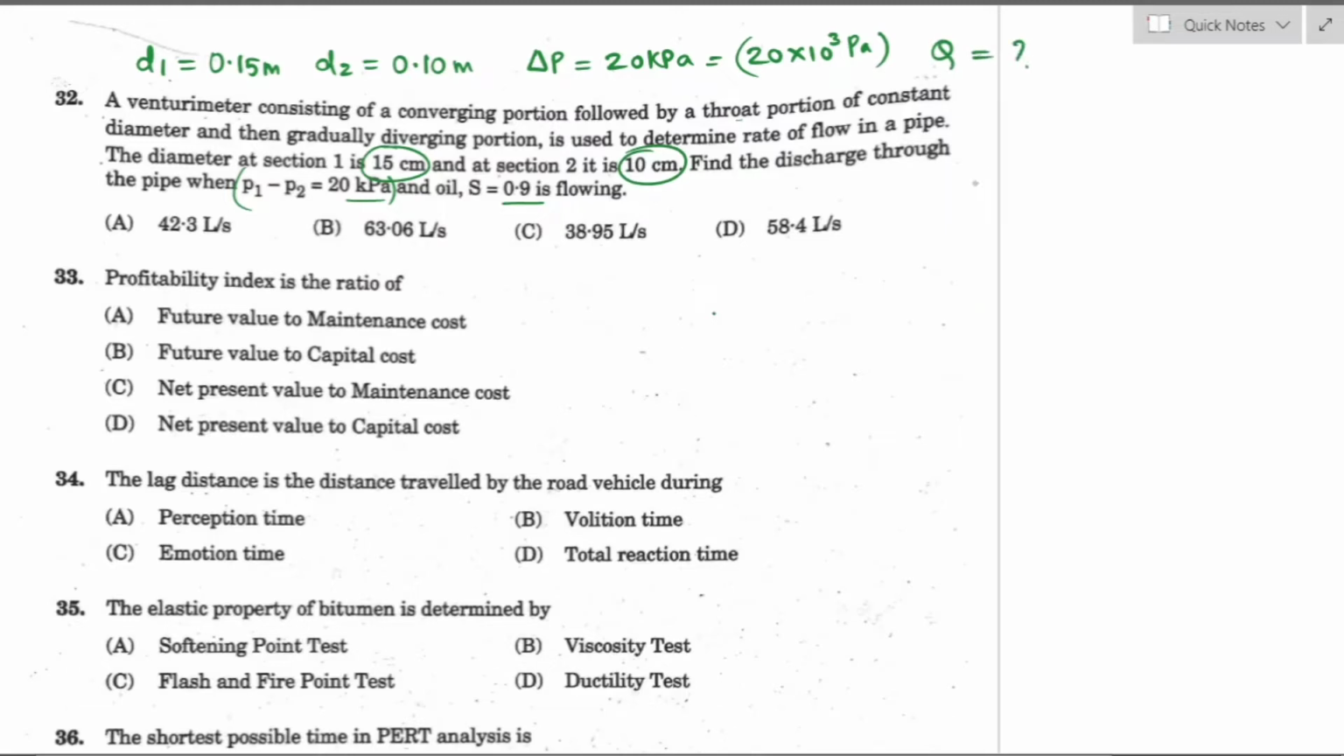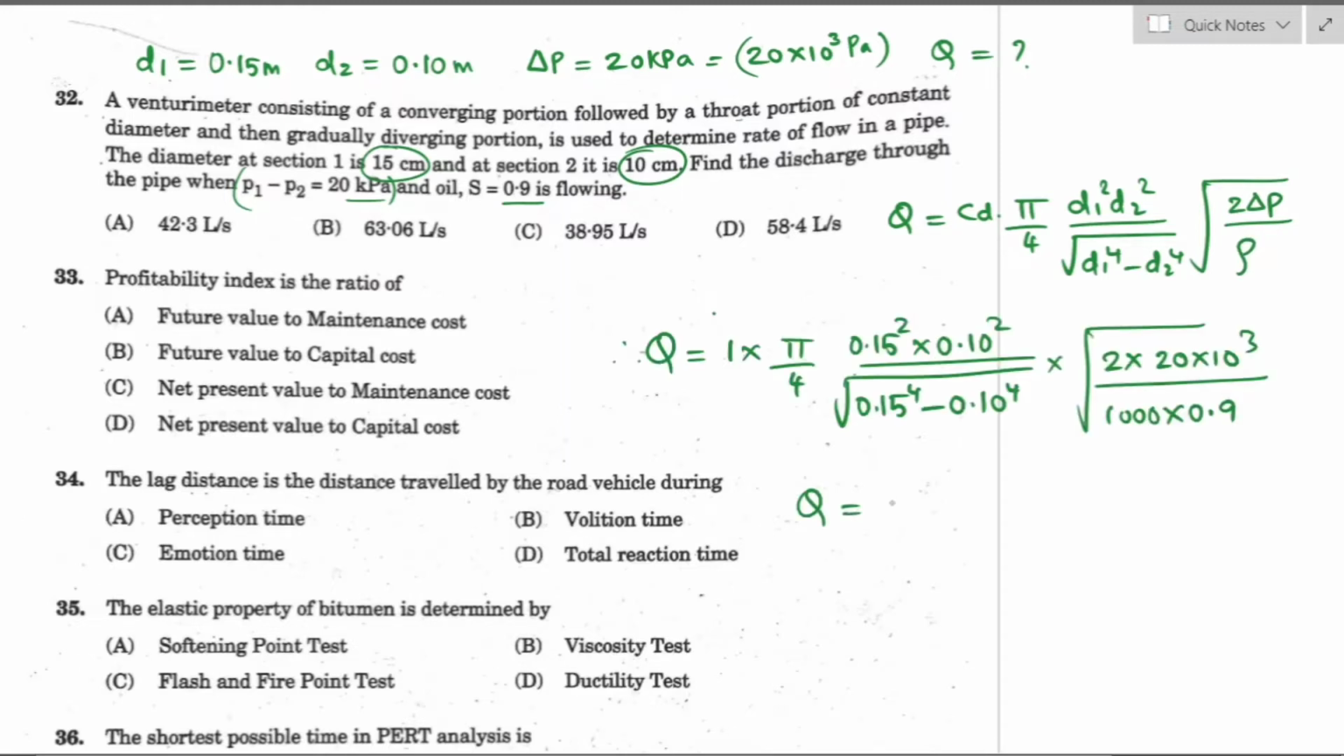So we have to calculate the discharge in a venturimeter, which is given by the formula Q is equal to coefficient of discharge pi by 4 d1 square into d2 square divided by square root of d1 to the power of 4 minus d2 to the power of 4 into square root of 2 into change in pressure divided by density of oil. So the discharge in a venturimeter will be 0.05849 meter cube per second.